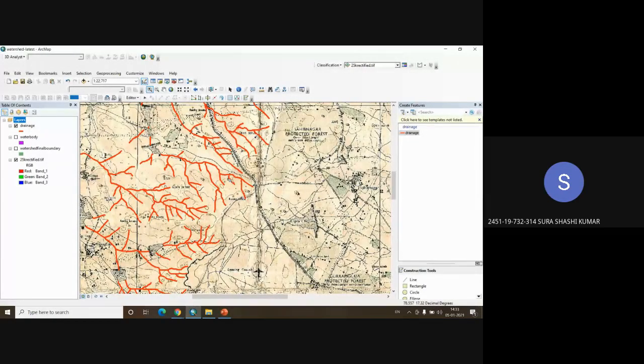Sir, can contours overlap? That is what I'm saying. Contours can't overlap because at a single point you will have only a single elevation, right?